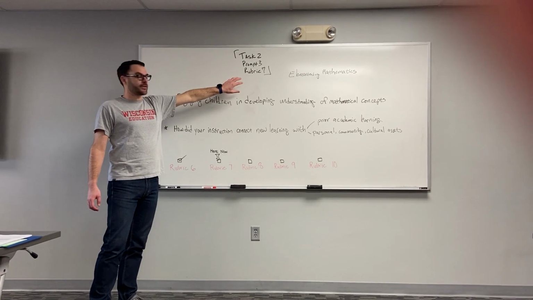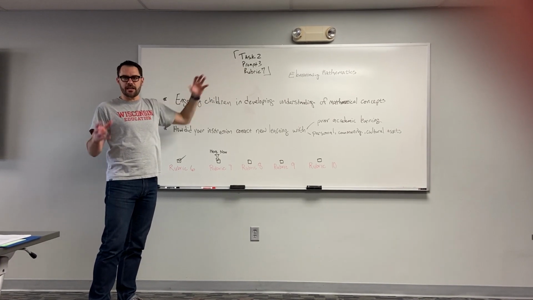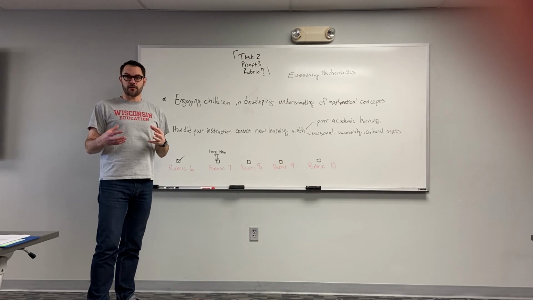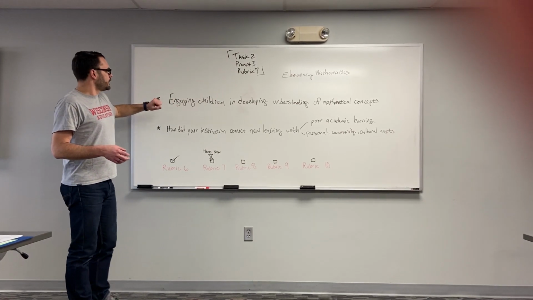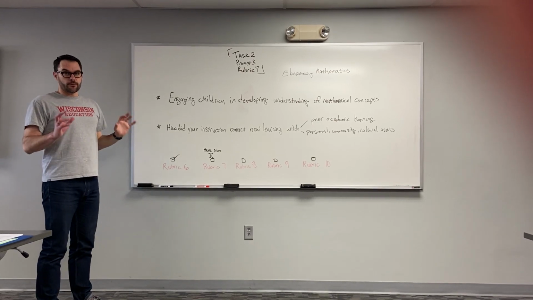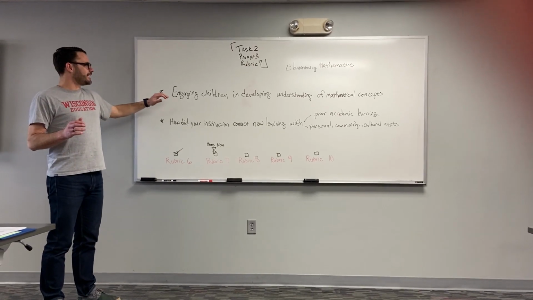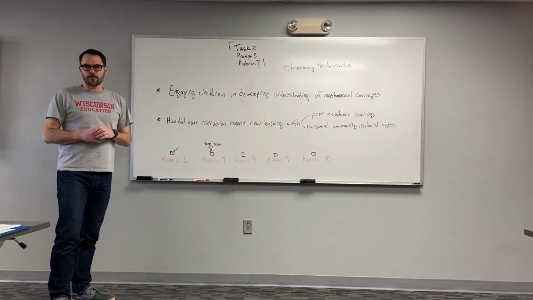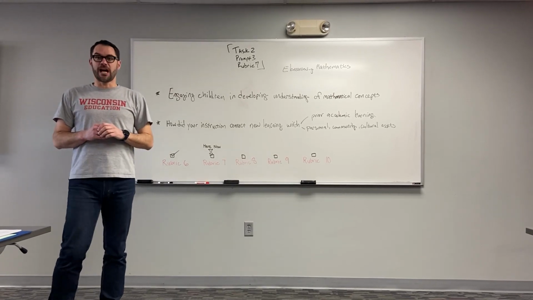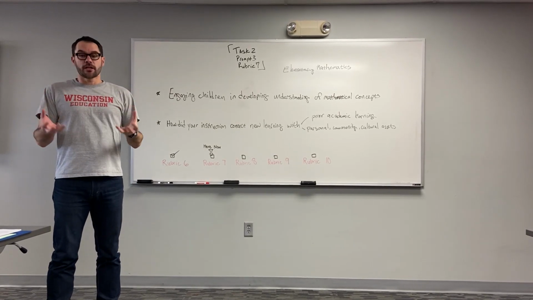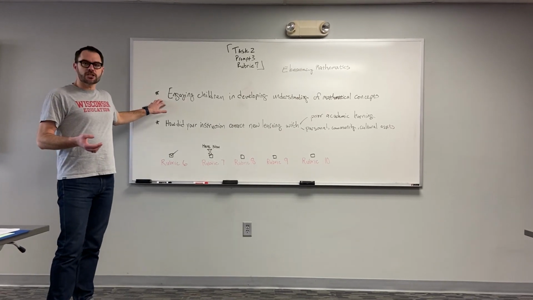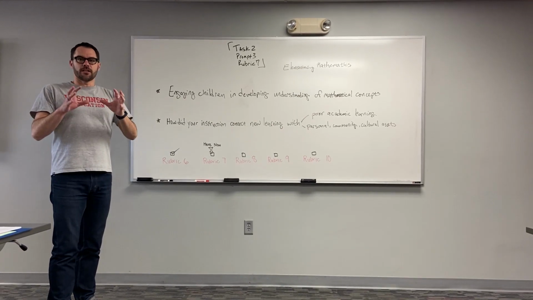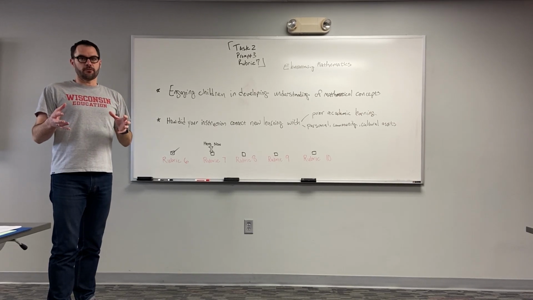The evidence source for Rubric 7 is prompt 3, and the evidence you're pulling from your video clips to provide responses to this particular prompt. There are two key elements of the rubric. The first is engaging children in developing understanding of mathematical concepts. This is the primary criteria for this rubric. So if you answer this question sufficiently, that will be enough for you to get a 3 on this rubric.